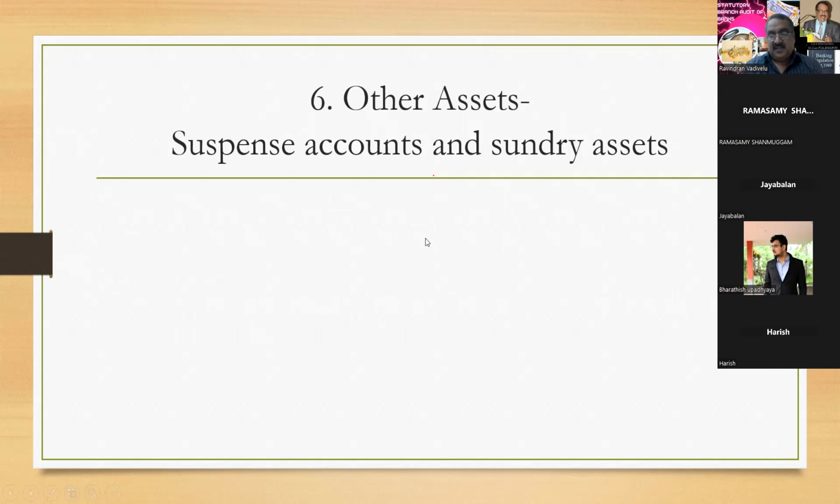Suspense account and sundry assets. What are the items that you have to see? Expeditious clearance of suspense account. Suppose any amount is being parked, if any amount is debited into the account, it has to be cleared immediately. Why the amount is being debited in suspense account, and that has to be reversed immediately.